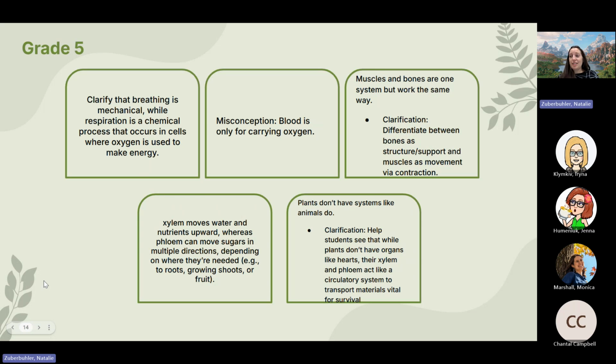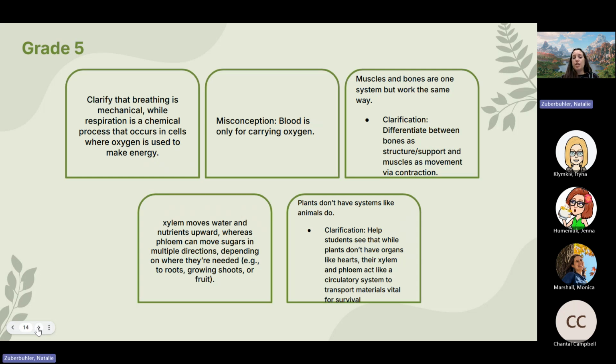Grade 5, here are some misconceptions that you might encounter. We're looking at body systems. There are going to be a lot of misconceptions, like the stomach is just for breaking down food, or blood is only for carrying oxygen, or muscles are one system and bones are another system and they work the same way. You're going to have a couple of those, and that xylem and phloem are the same, that they're moving nutrients in the same way. No, they have different purposes. And that plants have the exact same systems animals do. They're similar, and that's why they're grouped together, but we do need to clarify those similarities and differences.